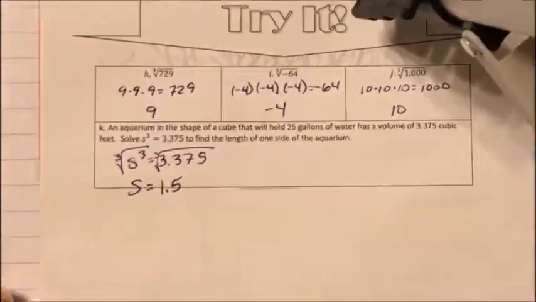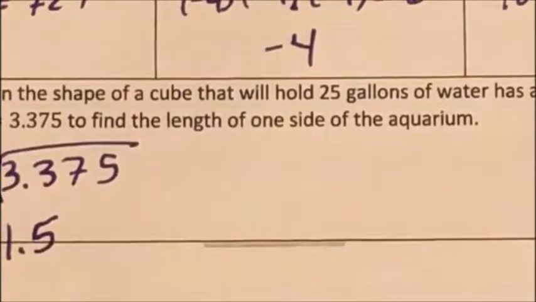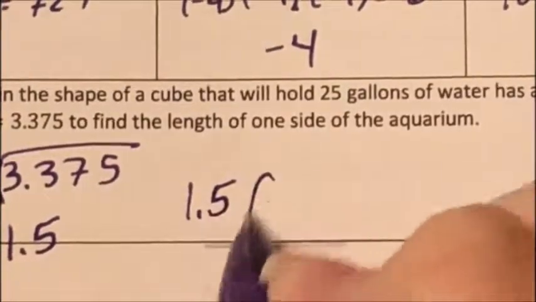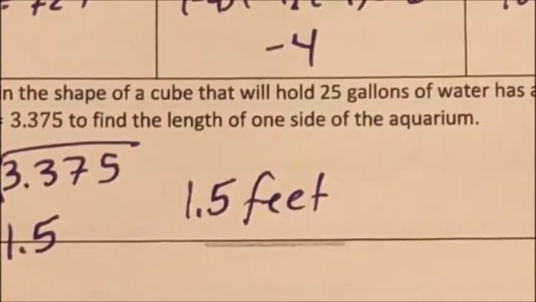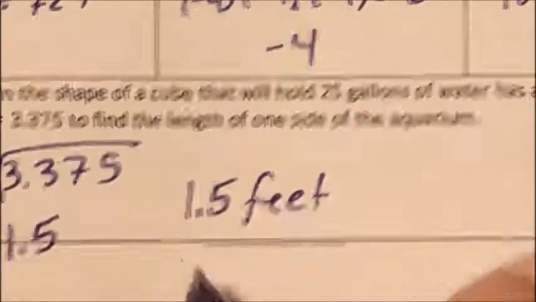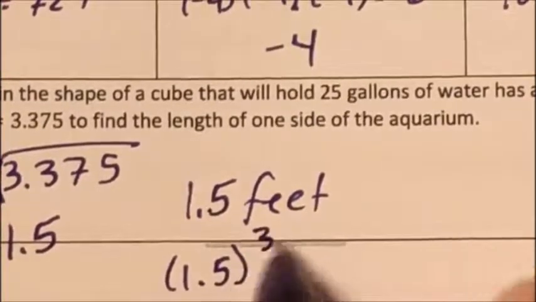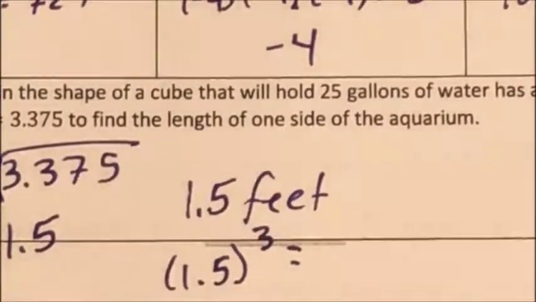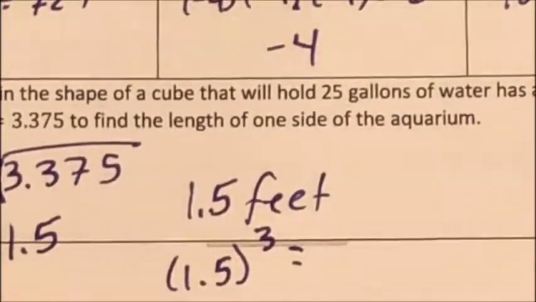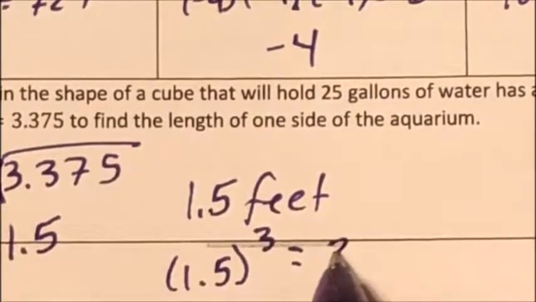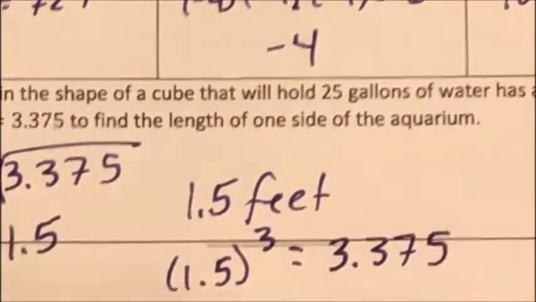So that means that each side length of the aquarium is 1.5 feet. Okay. I can double check. I can do 1.5 cubed, which does give me 3.375. Okay.